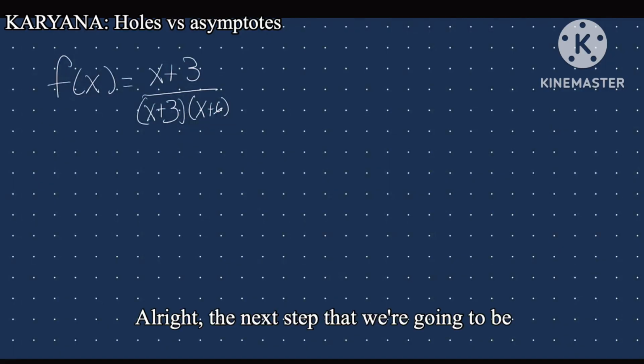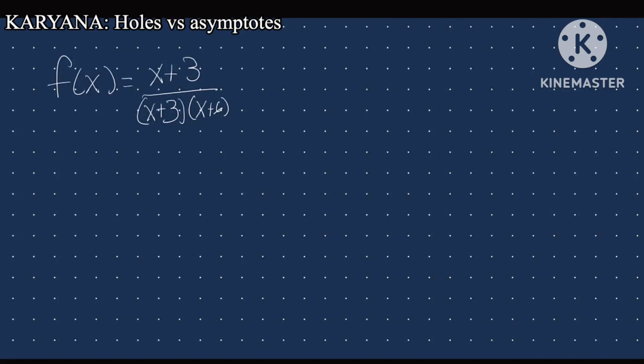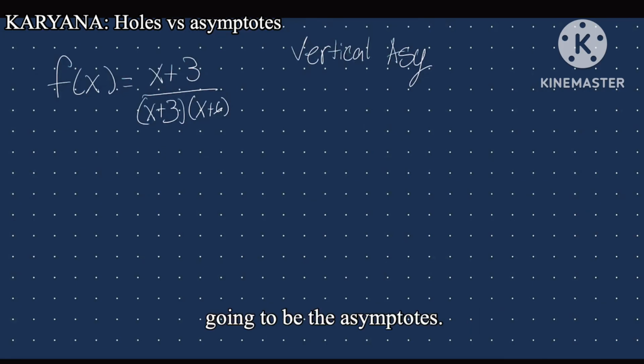Alright, the next topic that we're going to be doing is going to be holes versus asymptotes. And the equation that we're going to be doing is x plus 3 over x plus 3 times x plus 6. So the first thing that we're going to do is asymptotes. And the first asymptote we're going to do is going to be vertical asymptotes.